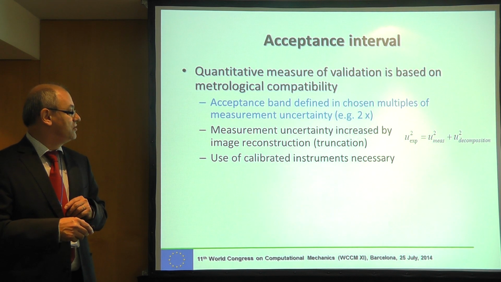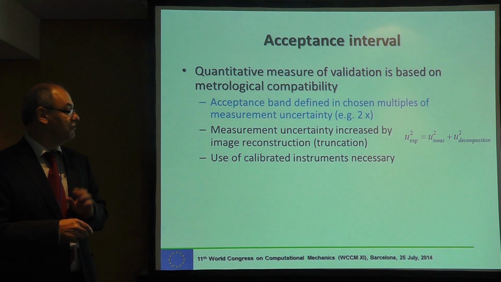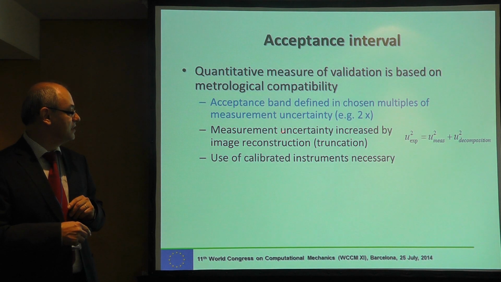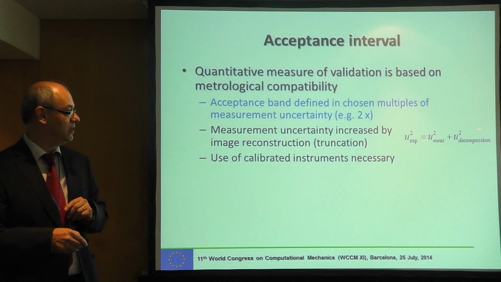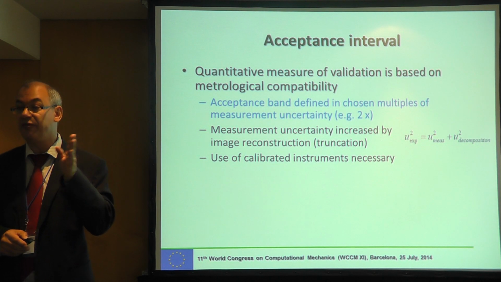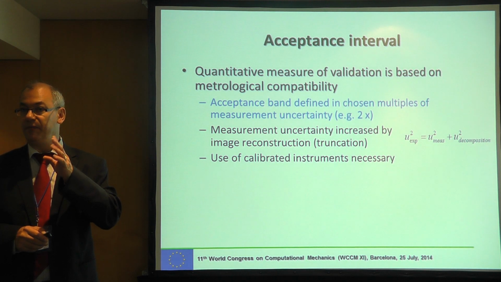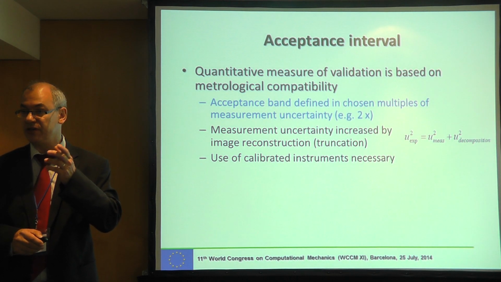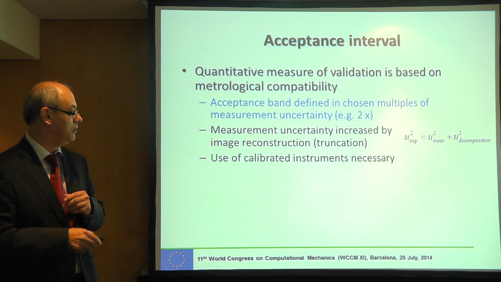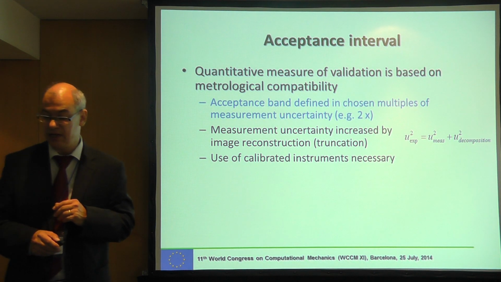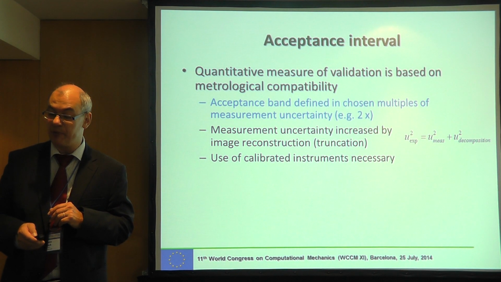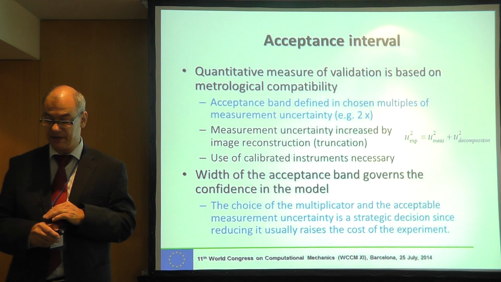The acceptance band is chosen in multiples of measurement uncertainty, for instance 2 times, 3 times, as you like. But the measurement uncertainty is increased in our case by decomposition uncertainty. You have seen if you have enough components, the uncertainty of the decomposition is more or less the speckle uncertainty, so this isn't contained here already, but in other situations there can be an increase here. You probably need calibrated instruments to do this exercise.